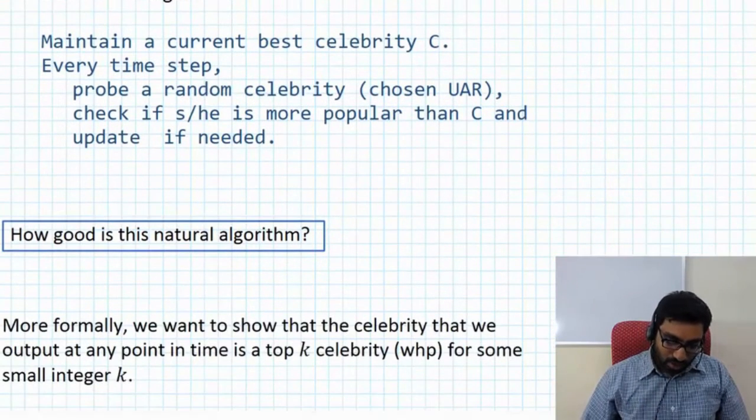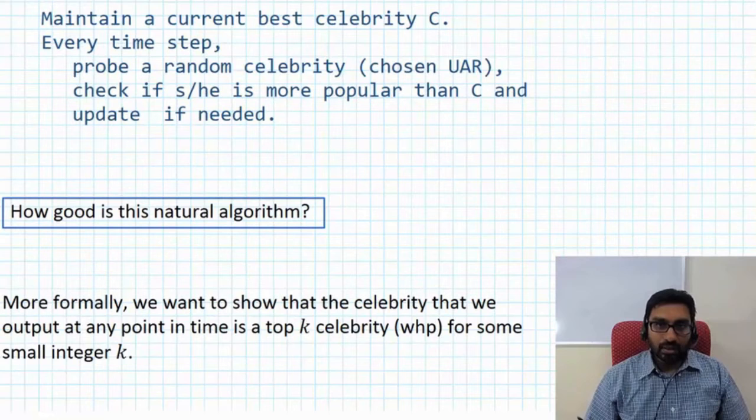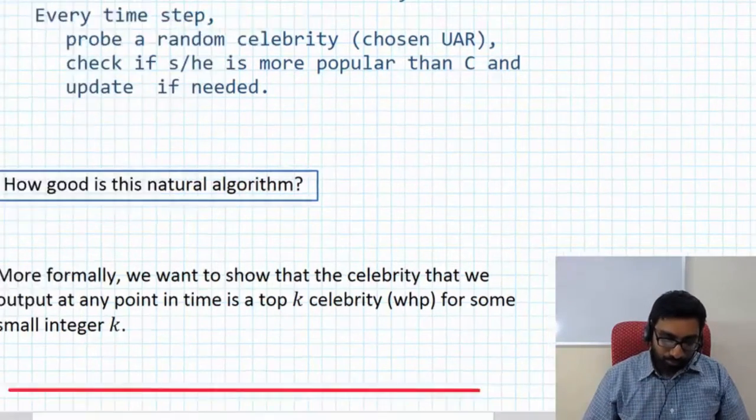In particular, we want to find a value k with which we can make this guarantee. We want to show that the celebrity that we output at any point in time is a top k celebrity with high probability, meaning a probability of the form 1 minus 1 over n, for some small integer k. So we want to be able to say that if we output a celebrity, with high probability that celebrity is going to be in the top k of the list.